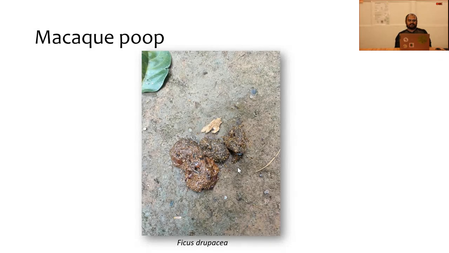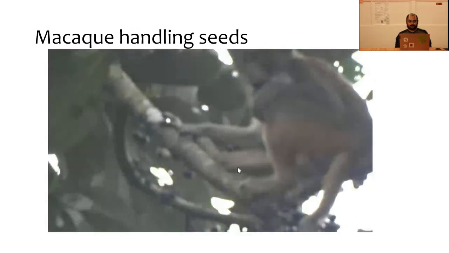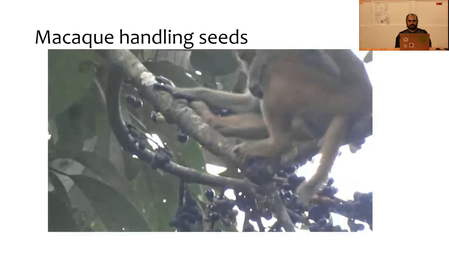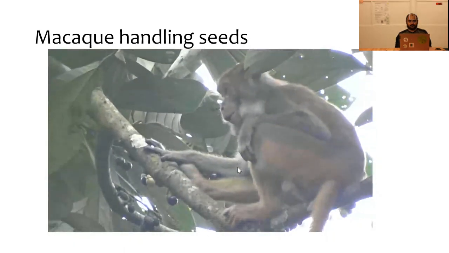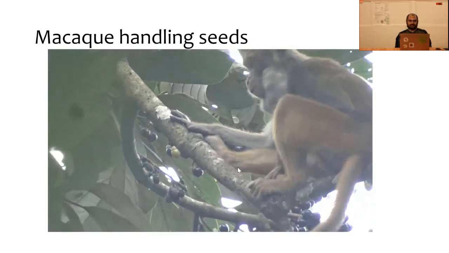Macaques sometimes eat and disperse smaller seeds through their poop. Here there are Ficus rupacea seeds that you will find in macaque poop, in lots of numbers. Or sometimes they disperse seeds like this. So just observe this video, how they disperse seeds in one place. You see here. And then they will eat these fruits again like this.